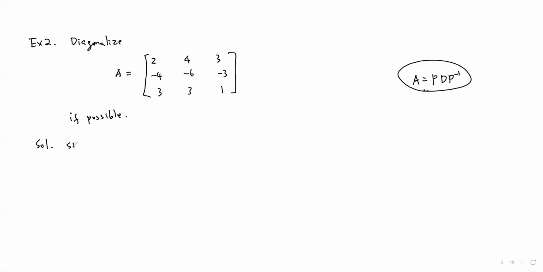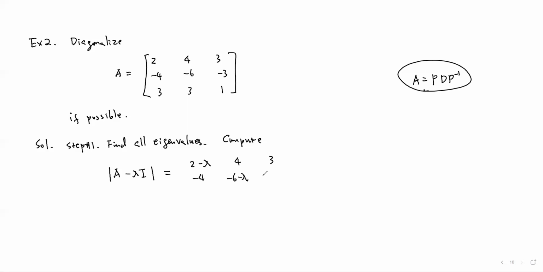So step 1: find all eigenvalues. How to find all eigenvalues? Compute the characteristic polynomial. It is the determinant of A minus lambda times I. So it is 2 minus lambda, 4, 3, negative 4, 6 minus lambda, 3, 1 minus lambda. Determinant.